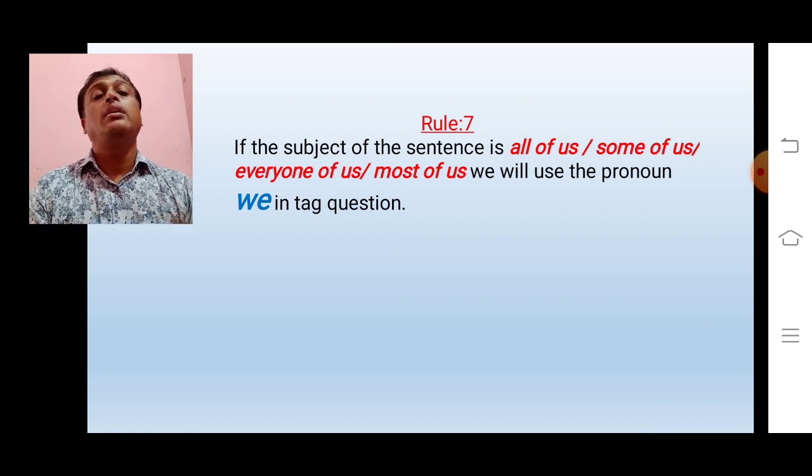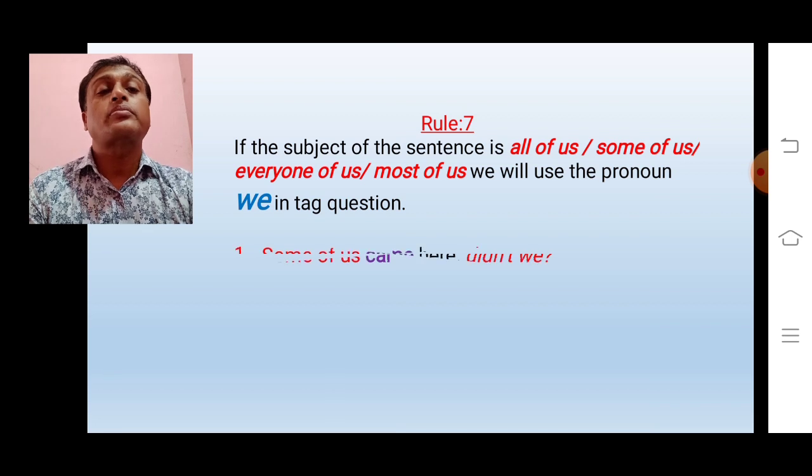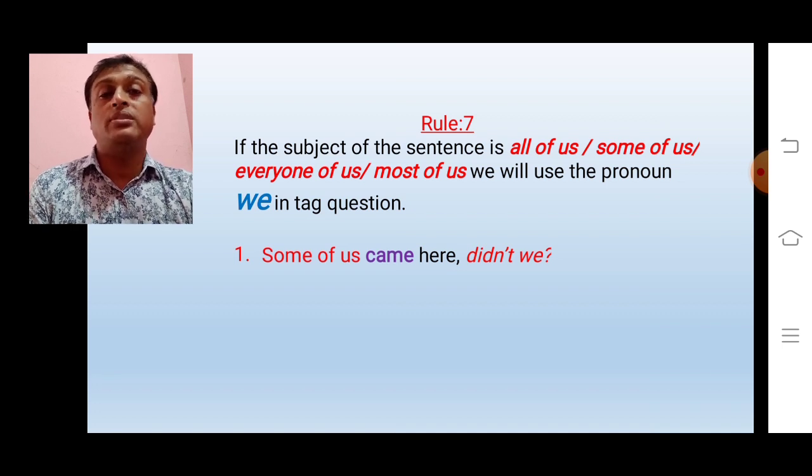Rule 7. If the subject of the sentence is all of us, some of us, every one of us, most of us, we will use the pronoun we in tag question. Example. Some of us came here. Here subject is some of us. So we will write we as the pronoun form of some of us. So the answer of this statement is didn't we.